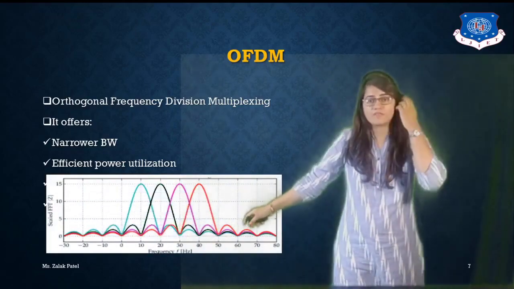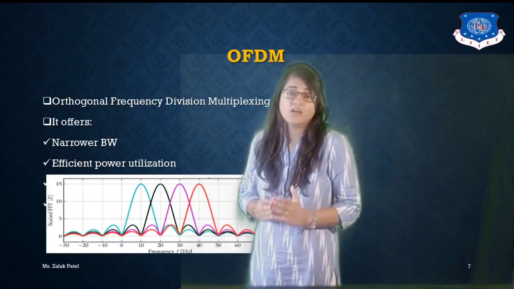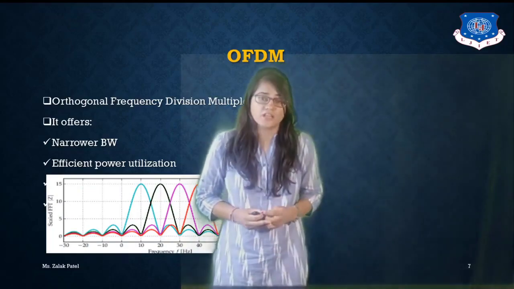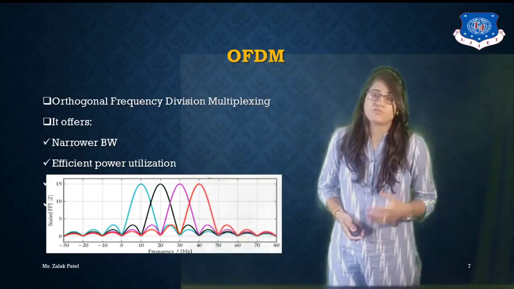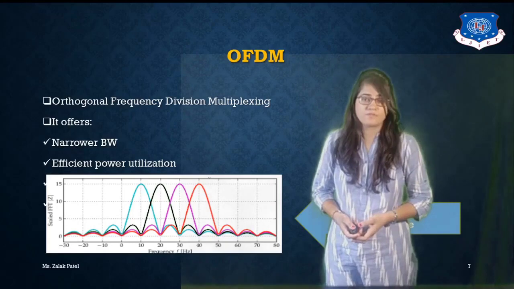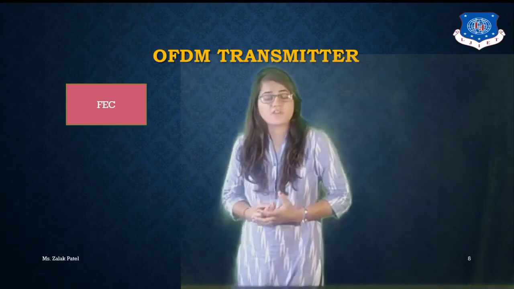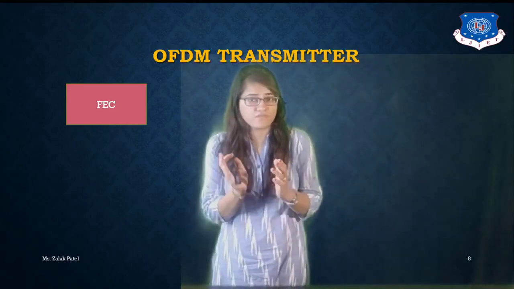Here in this figure you can see that multiple frequencies are multiplexed orthogonally. Now orthogonal means uncorrelated signals. So here 6 multicarriers can be used at a time by the user. The next is how one can use the OFDM transmitter. The same block diagram can be used for the receiver if we reverse the process.